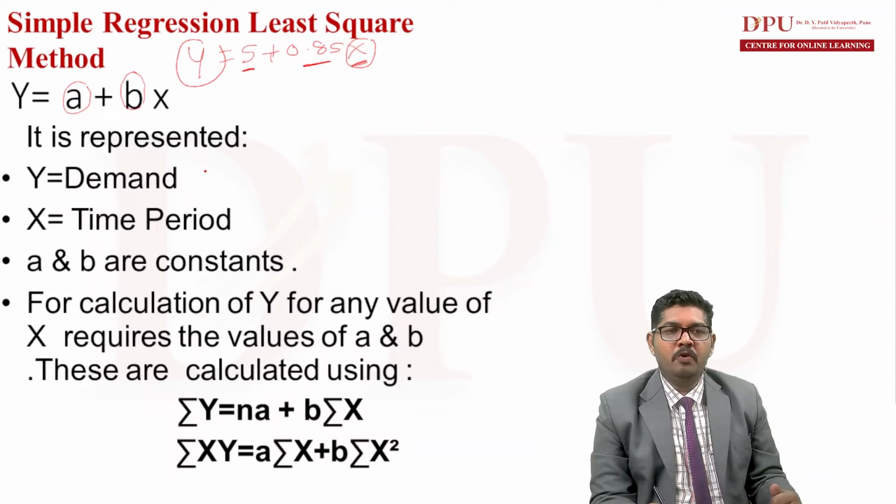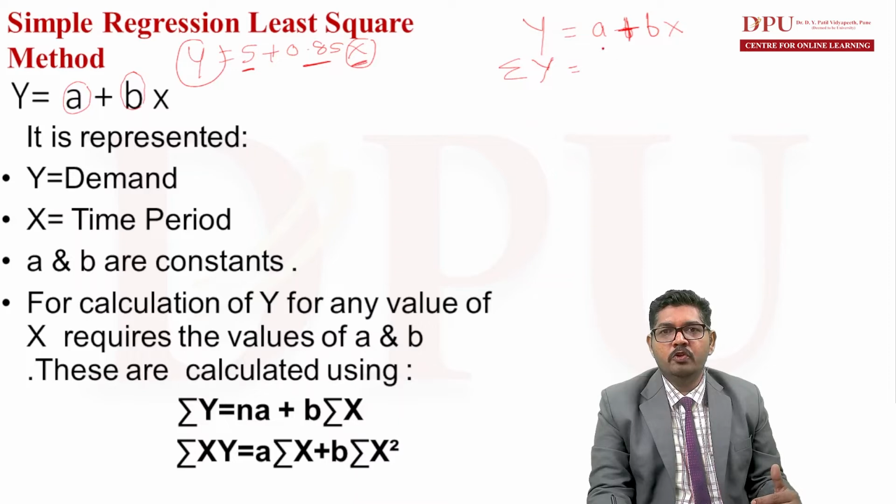Now how to find out the values of a and b? So I'm writing this equation here again. Y is equal to a plus bx. All right. Now taking a summation on both sides. Summation means addition sign. This is the summation, which is a very common or simple mathematical concept.